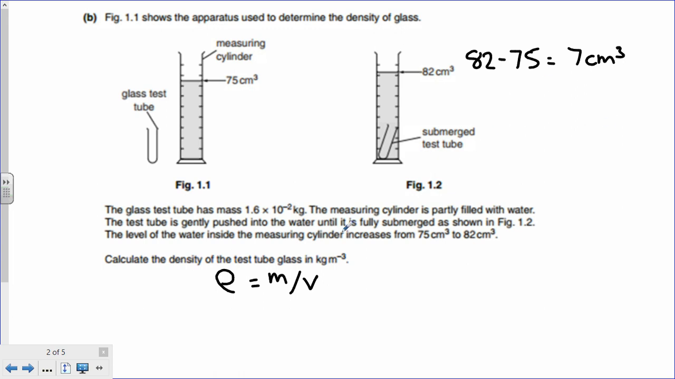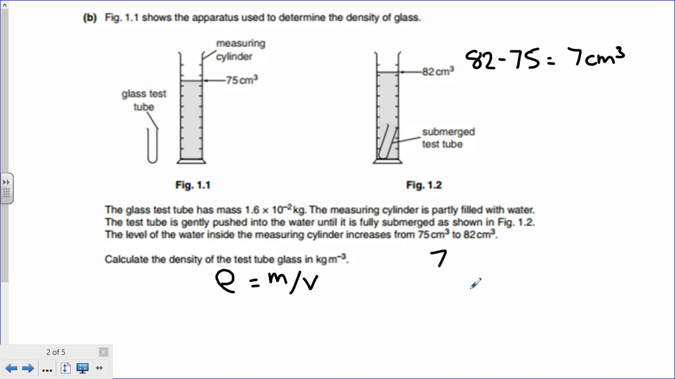Now the problem we have is this answer must be in cubic meters. We've got cubic centimeters, so to get from centimeters to meters, you divide by 100. To get from centimeters cubed to meters cubed, you therefore divide by 100 cubed. If you do that, that will be 7 times 10 to the minus 6 cubic meters.